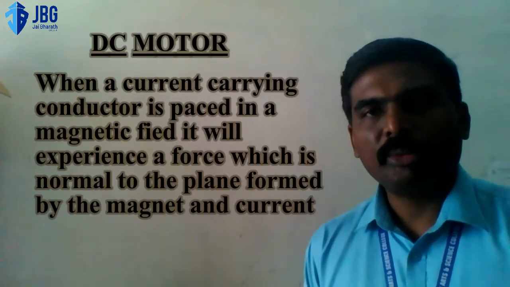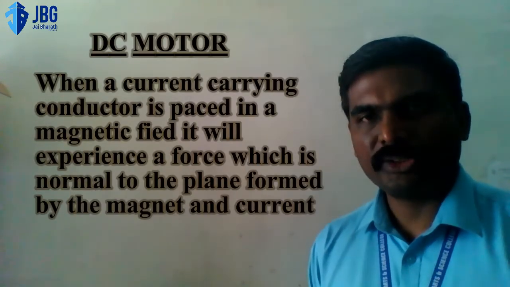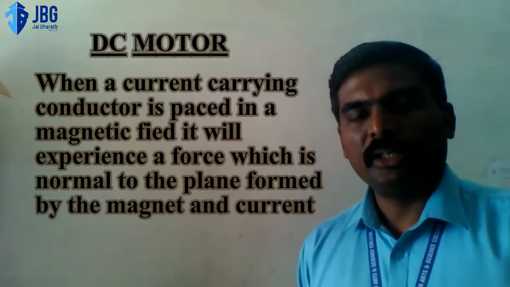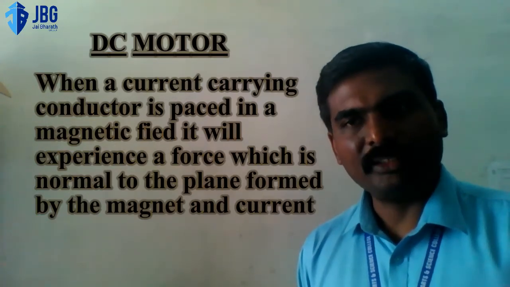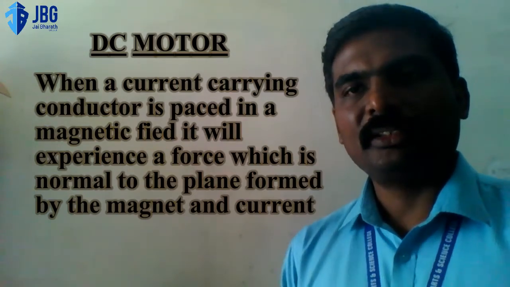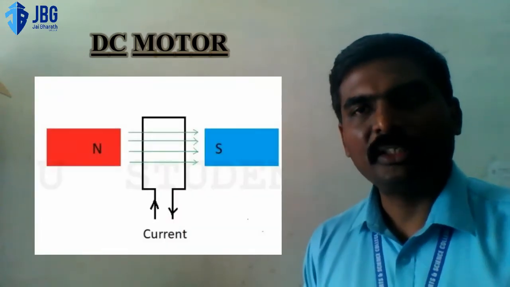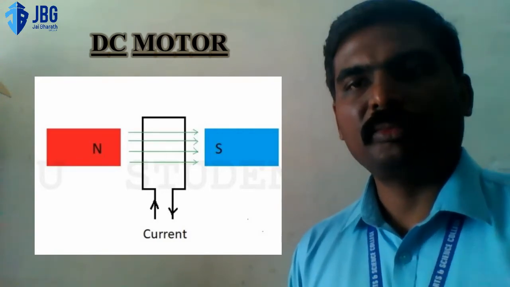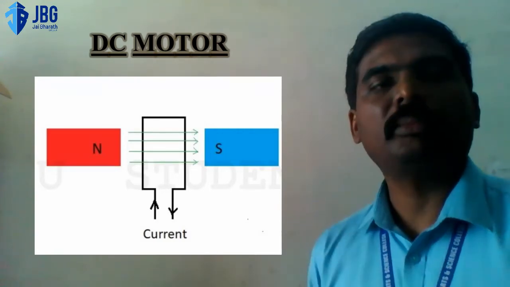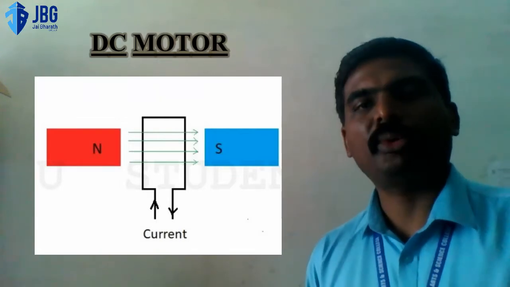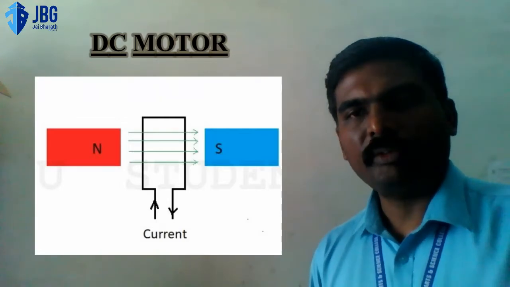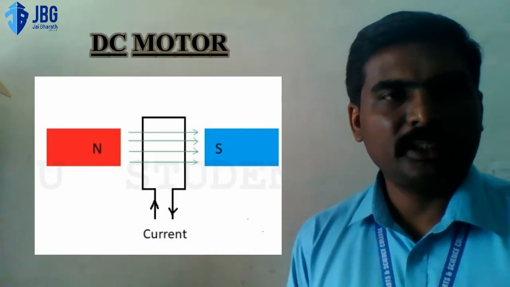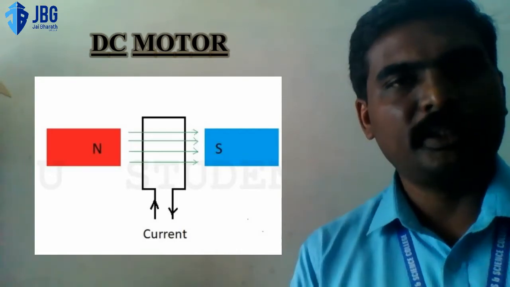Actually in a DC motor, when a current carrying conductor is placed in a field, it will experience a force, which is normally formed by the magnet and the current, and you can see in the figure a north and a south pole. There is a torque produced in that motor which is proportional to the current flowing through the armature, and that technology is utilized in DC or AC motors.